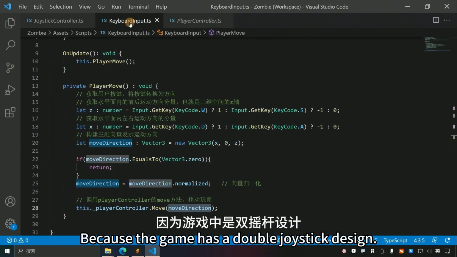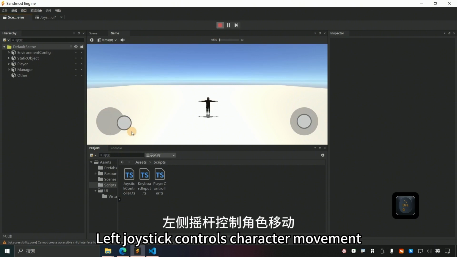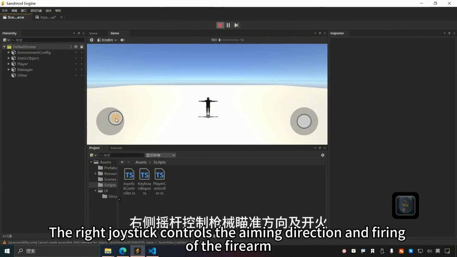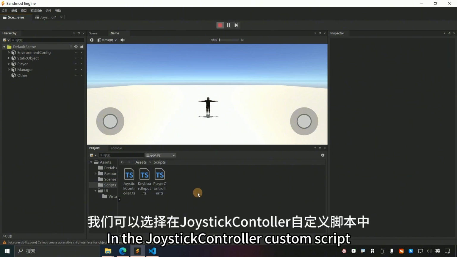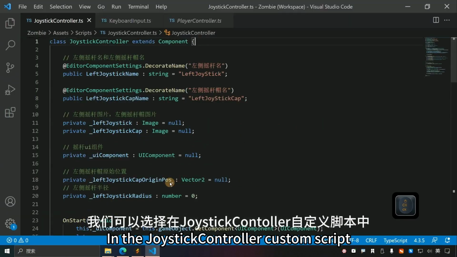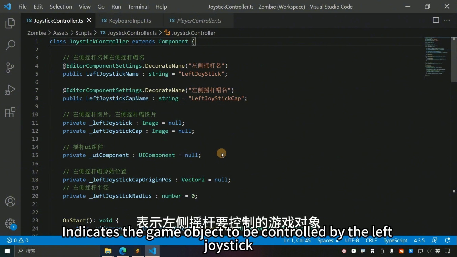Because the game has a double joystick design, the left joystick controls character movement, and the right joystick controls the aiming direction and firing of the firearm. So we can choose in the joystick controller custom script. Add a new property, control object, which indicates the game object to be controlled by the left joystick.